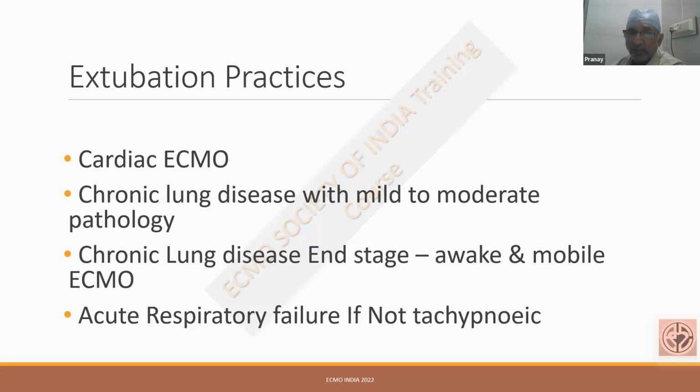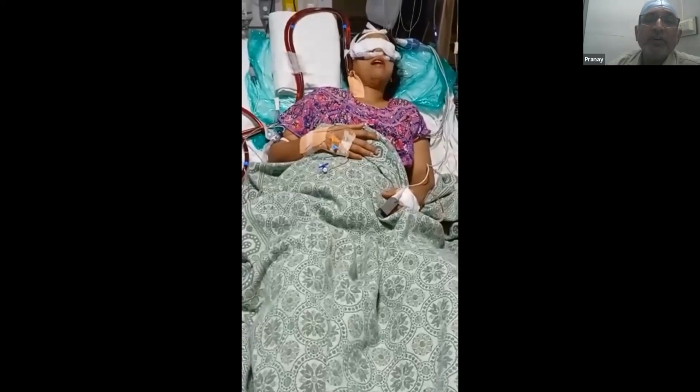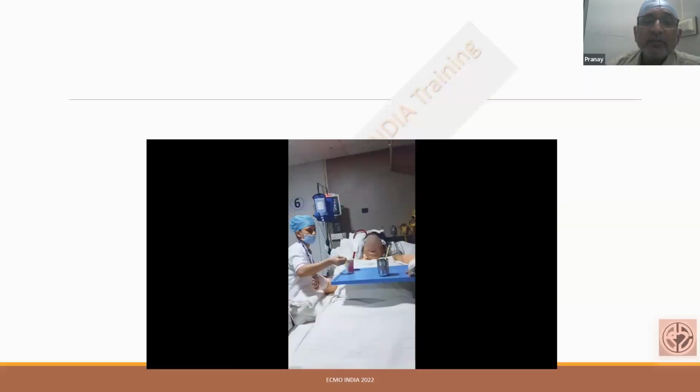And those patients with acute respiratory failure, if they are not tachypneic, maintaining good oxygenation, tolerating it, and maintaining a good respiratory rate, then we usually extubate the patients. Okay. So these are the advantages when you extubate the patient: you can make them feed and mobilize them.